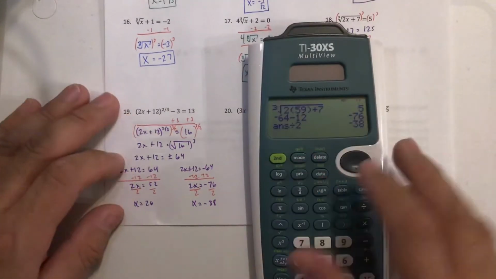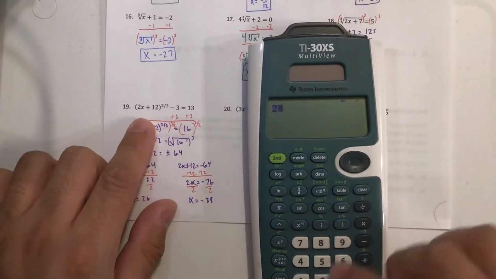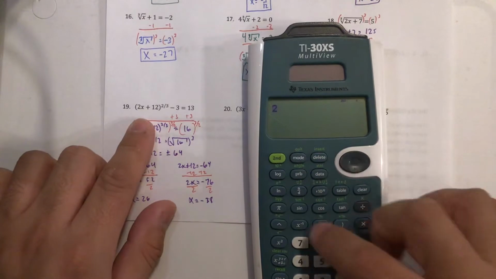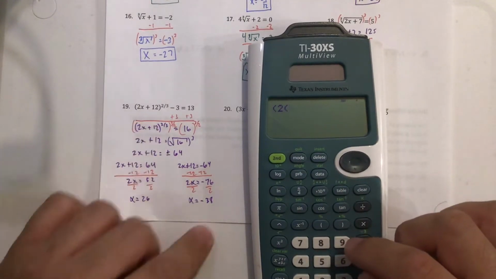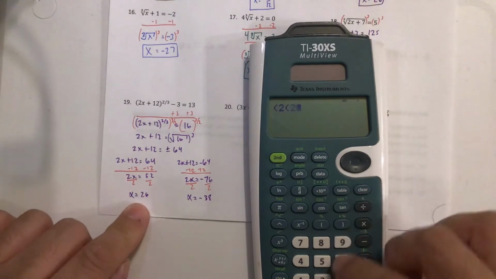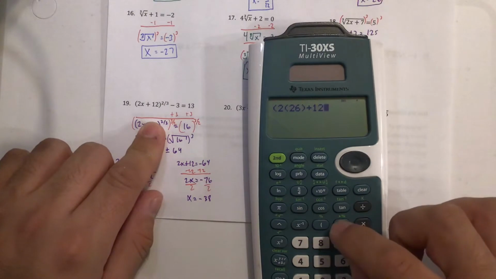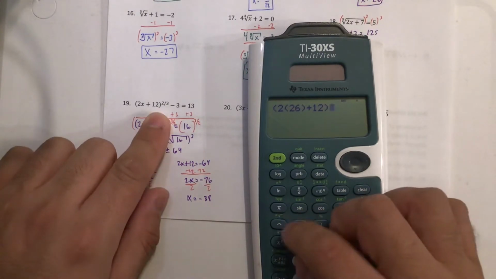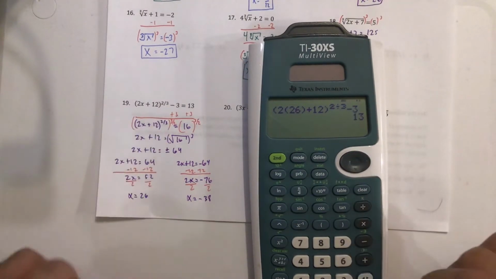Okay, so let's verify these answers. We're going to plug them into the originals. So 2, start with parentheses, parentheses 2, parentheses, our x was 26. Close parentheses, plus 12. Close parentheses, raise it to the 2/3 power. Minus 3, and it should equal 13. So the first one checks out.